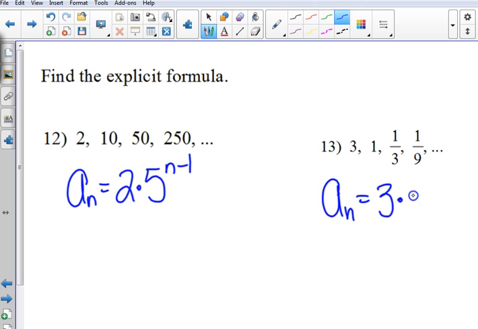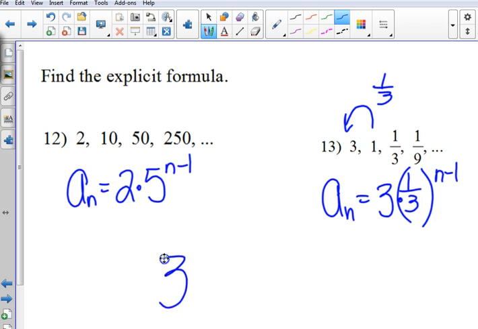What's r? Yeah, take any term divided by the previous one. So it's 1/3. Be careful when you do one with a fraction, guys. Really use parentheses, okay? Because if I write down 3 times 1 over 3 to the n minus 1, that's not the same, right? Because it looks like the 1 is only, don't write it like that.